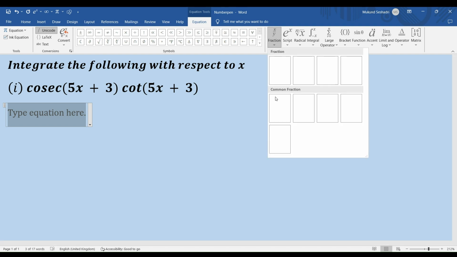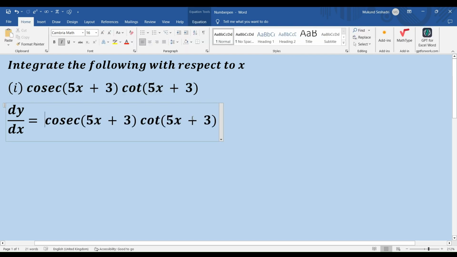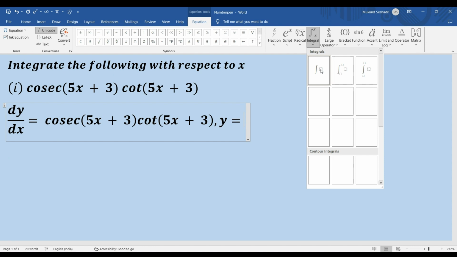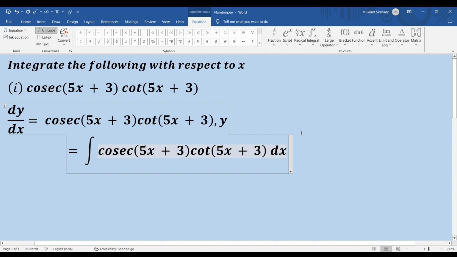What we've been given is dy by dx, right? So let's write that down. My dy by dx equal to cosecant of 5x plus 3 into cot of 5x plus 3, right? I have been asked to find y, and how do I represent my y? I use the integral symbol to represent my y. So my y is integral of cosecant 5x plus 3 times cot 5x plus 3 dx, right?